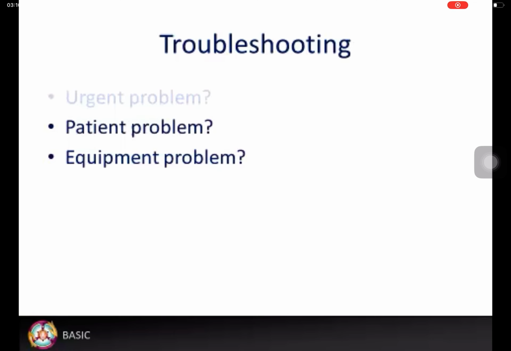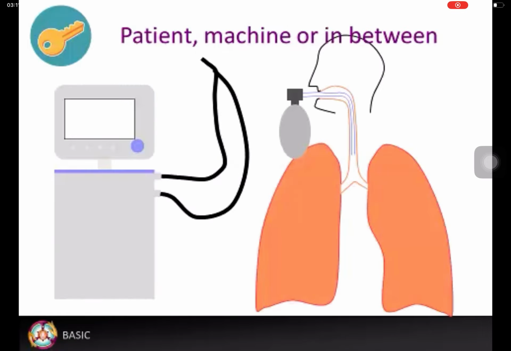The next step is to diagnose the problem and to work out whether it is a patient problem or whether it is an equipment problem. This is most easily determined by disconnecting the patient from the ventilator and manually ventilating him or her. If the problem persists, it is a patient or ET tube problem. If it is eliminated, it is a ventilator or circuit problem.